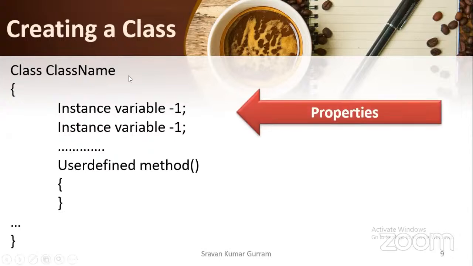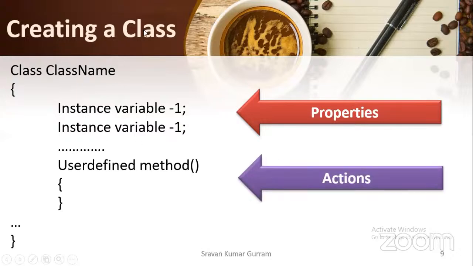Here, these variables are called instance variables. What is the meaning of instance variable? If a variable is declared within the class and outside of a method. Observe here, if you want to write a method within the class, you can write like this. So these are the variables created within the class and outside of the method. Okay. So these are called properties. If you want to store properties, you can create the variables within the class outside of the method. Okay.